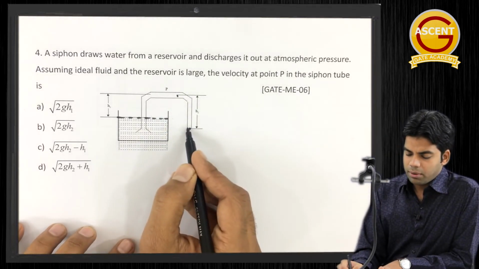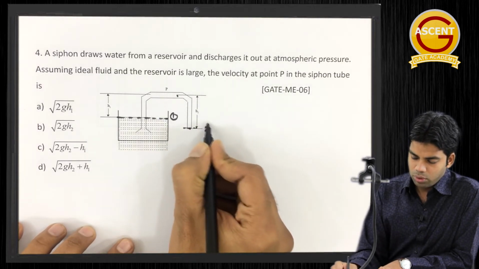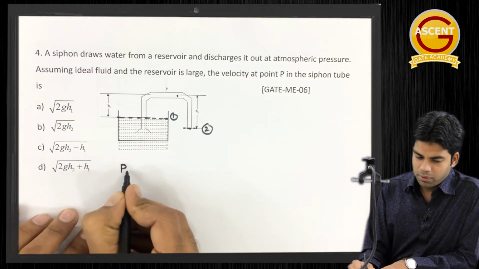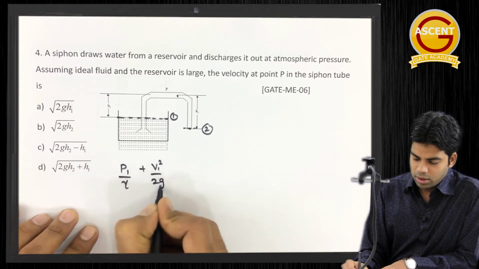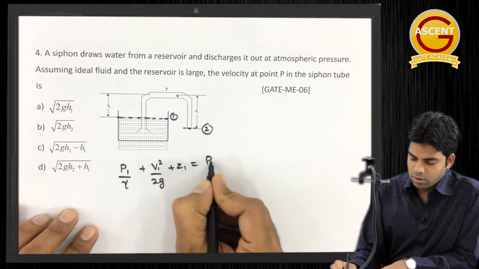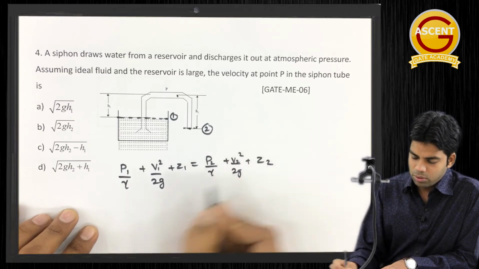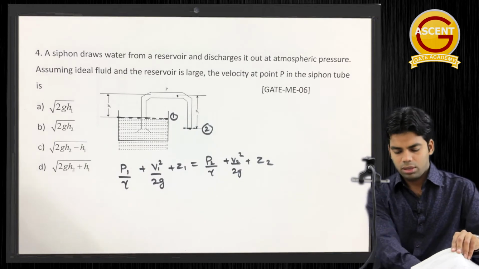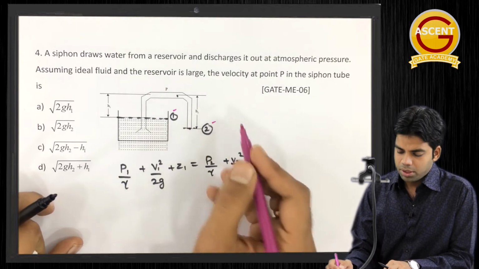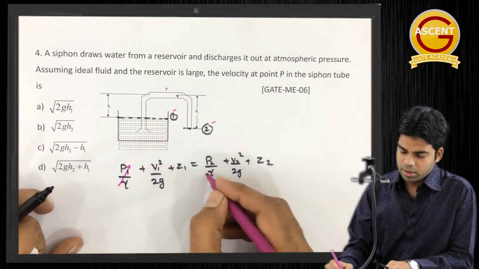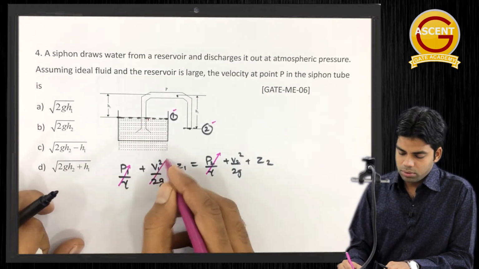So if I apply Bernoulli's principle between these 2 points, suppose this is point 1 and this is point 2. Bernoulli's principle says P1 by gamma plus V1 square by 2g plus Z1 is equal to P2 by gamma plus V2 square by 2g plus Z2. Now just put all the values. As we know, P1 is equal to atmospheric pressure, P2 is also equal to atmospheric pressure, so this will be cancelled out. First thing, V1 velocity is equal to 0.